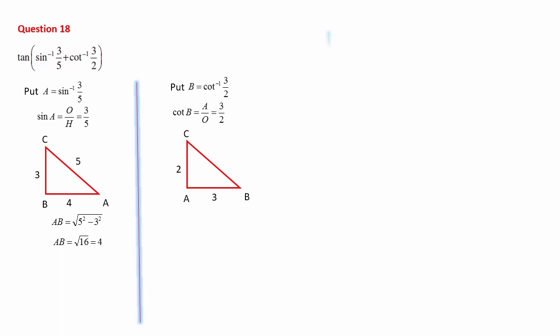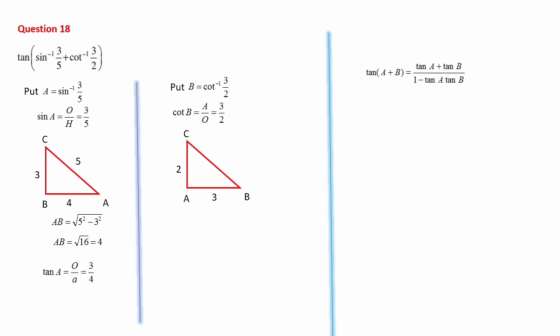Then we will go for substituting the values. This one we have replaced as A and this one we have replaced as B. So the given expression will be coming as tan of A plus B. So tan of A plus B is equal to, we know the formula, tan A plus tan B by 1 minus tan A tan B.